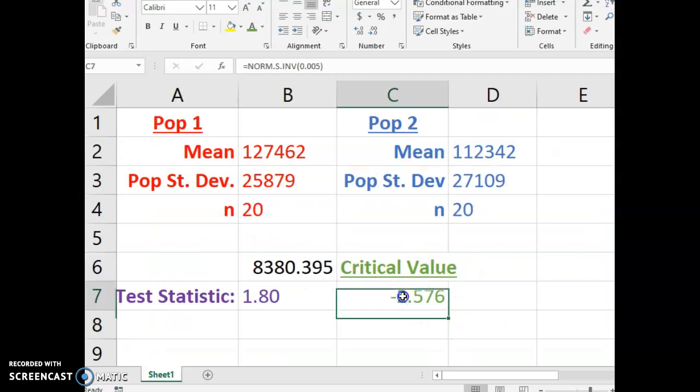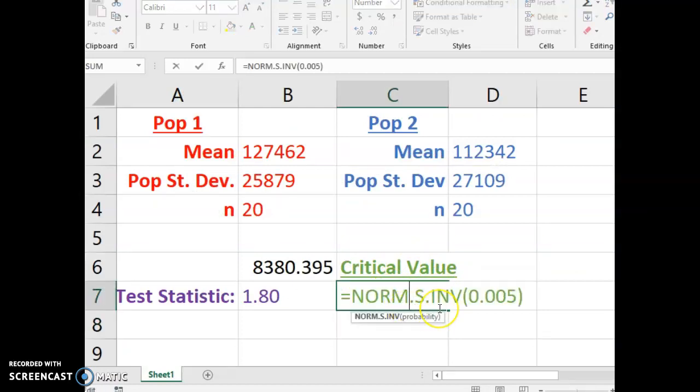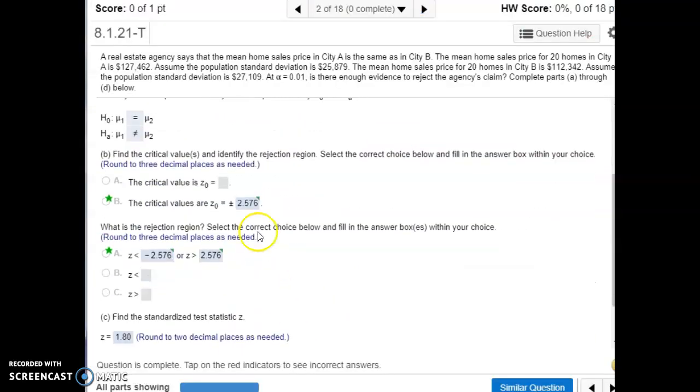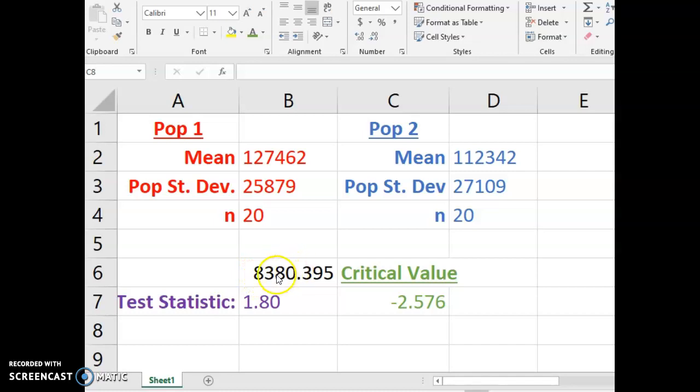And our problem alpha was 0.01. Since this is a two-tailed test because our alternative hypothesis is not equal to, we want that 1% split between the two tails. So half of 1% is what we would enter into our equation here. We're using the normal distribution, and we get our critical values. And so the positive and negative of that are our two critical values. If you're further left into the tail, or greater than the right end critical value, you're in the rejection region.